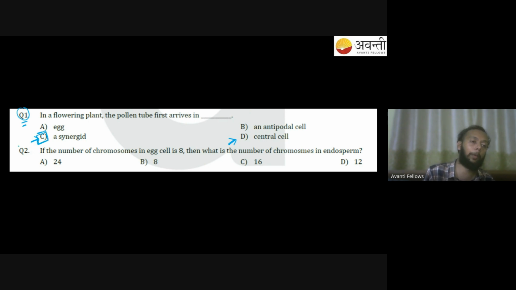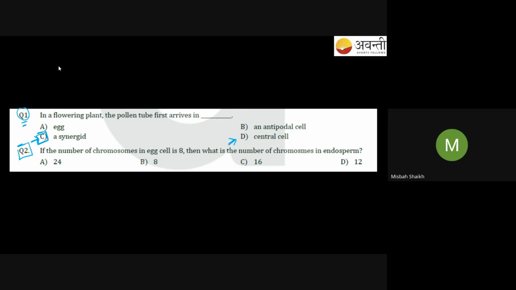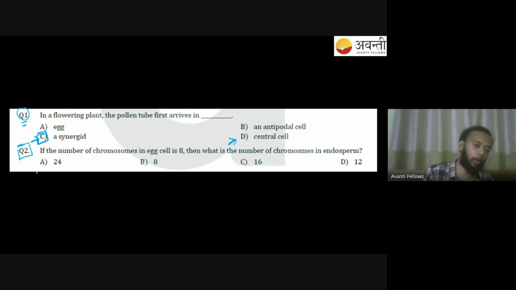अब ये वाला क्वेश्चन आप लोग खुद से करोगे. डू दिस क्वेश्चन बाय योरसेल्फ. If the number of chromosomes in the egg cell is 8, then what is the number of chromosomes in the endosperm? क्वेश्चन को ध्यान से सीख लो, समझ लो एंड देन टेल मी द आंसर. नंबर ऑफ क्रोमोसोम एग के अंदर इन्होंने बोला है 8 है. बताइए मिसबा. ऑप्शन ए. मिसबा इज सेइंग ऑप्शन ए.